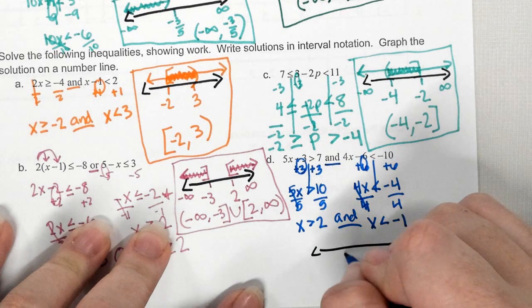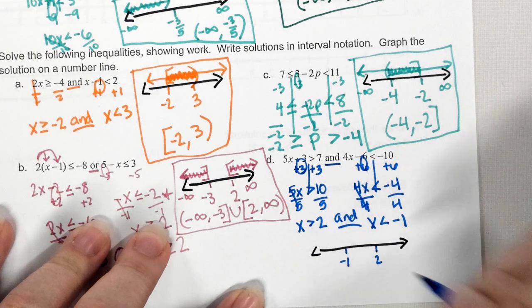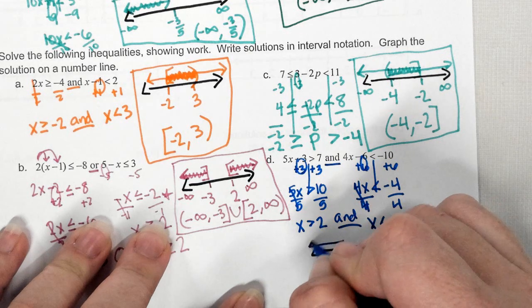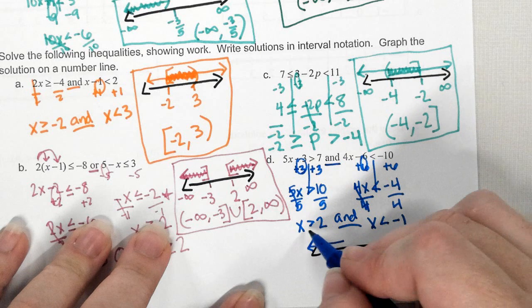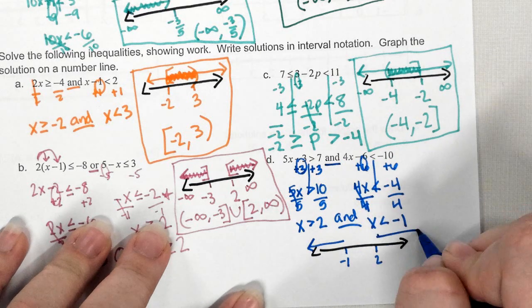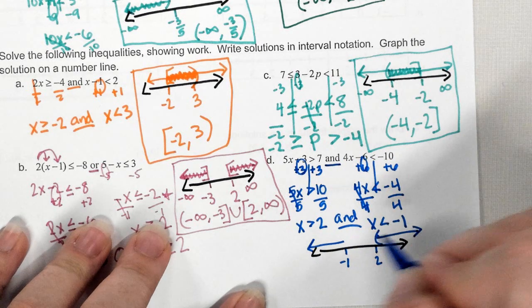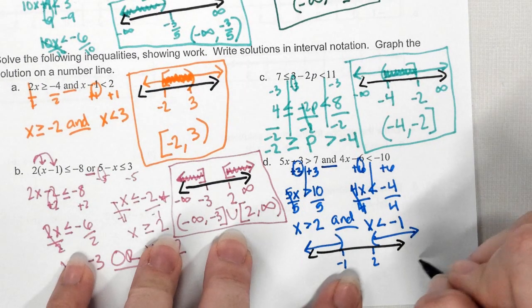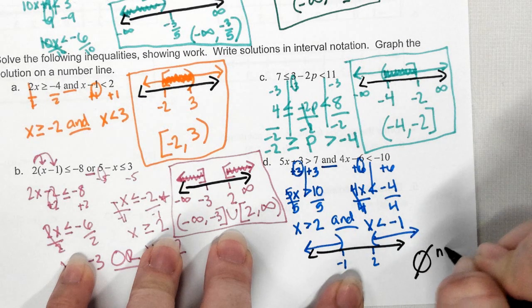So -1 is smaller than 2. This is an AND problem. X is less than -1. X is greater than 2. Neither of them are equal to. Well, if this is an AND problem, we're looking for where they overlap, and neither of these overlap. Therefore, this is no solution.